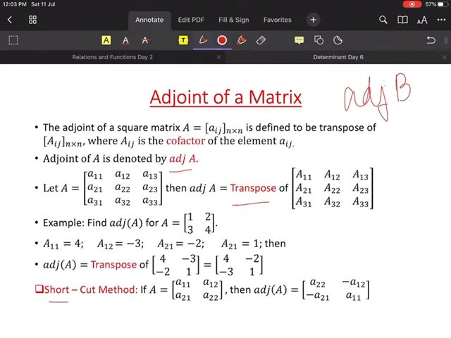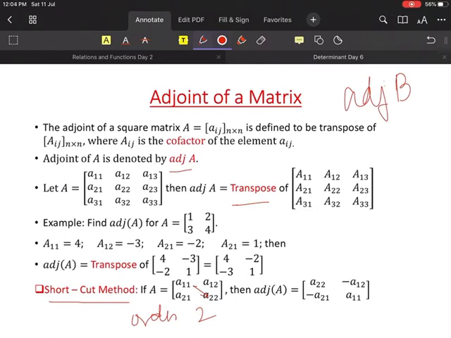Now there is a shortcut method to find the adjoint of a matrix of order 2. This shortcut method is only applicable for order 2. Listen very carefully. It's not for order 3 or any other order. It's only for order 2. So if I have a matrix A11, A12, A21, A22, then the adjoint we can directly write by just shifting the position of these.